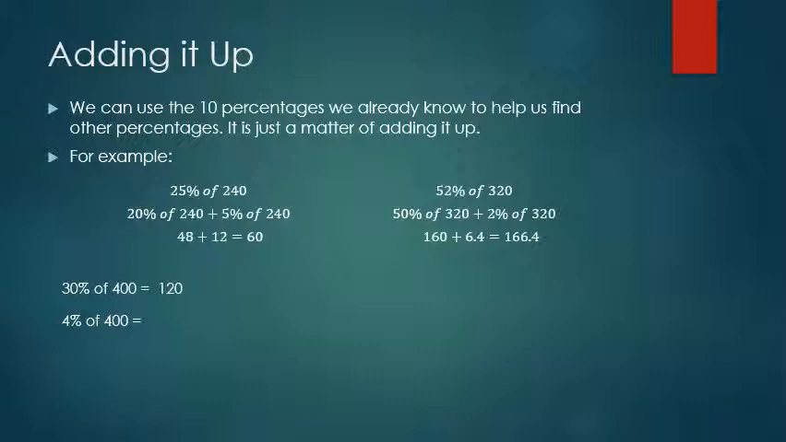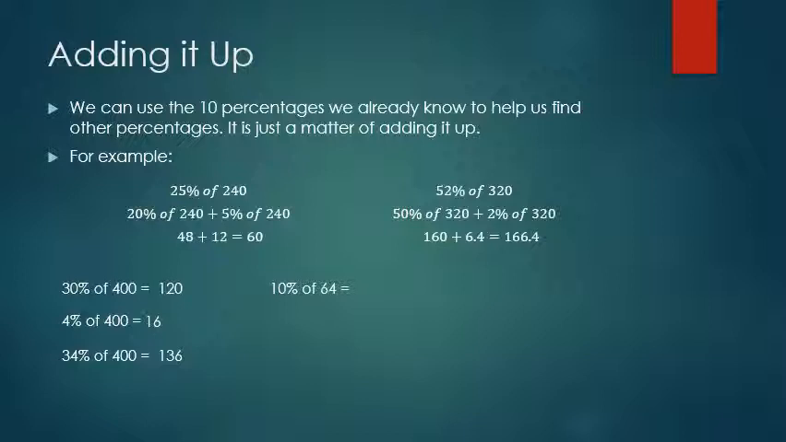What about 4% of 400? So to find 4% of 400, we find 1%, which is 4, and multiply it by 4, so 4% of 400 is 16. So what if we combine those and we say 34% of 400? Well, if 30% of 400 is 120, and 4% of 400 is 16, then 34%, we just combine them to get 136. Let's try another one.